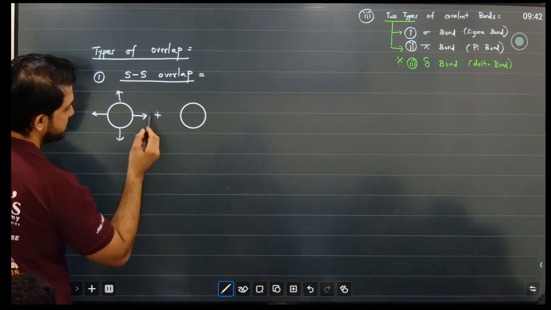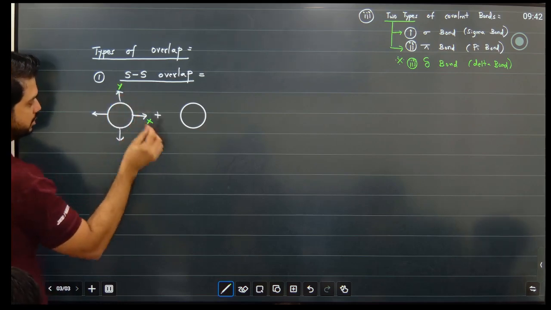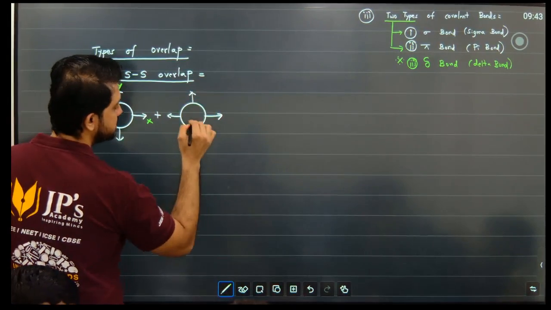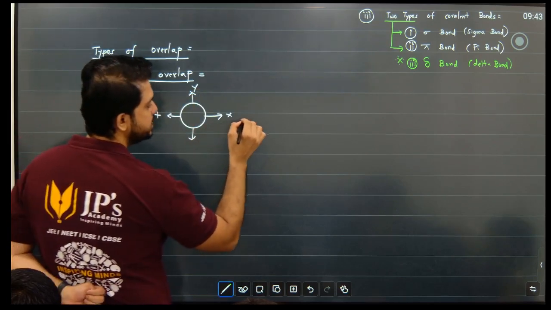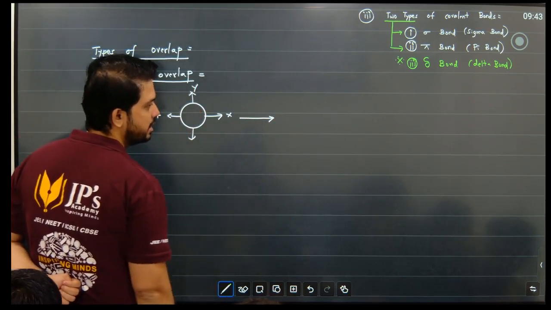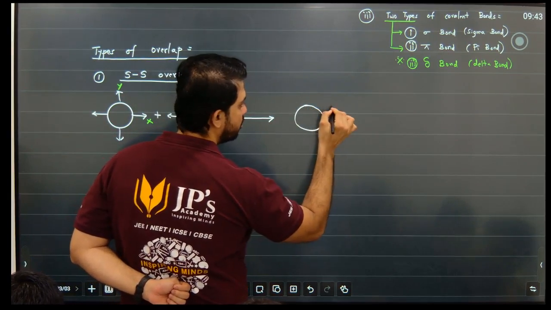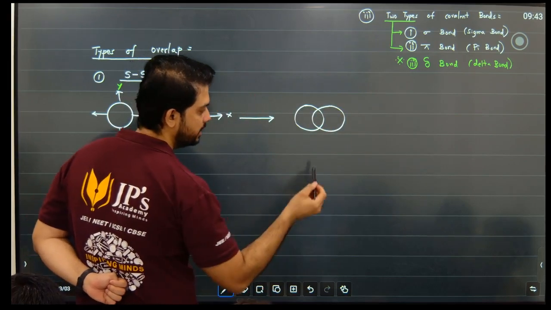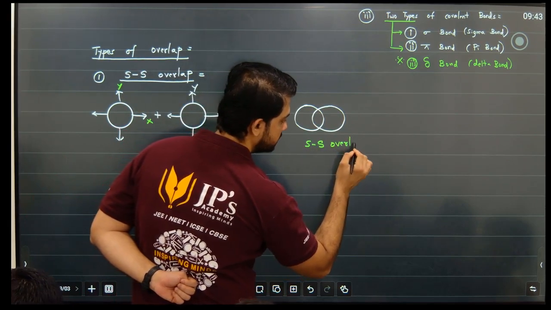Let's say this is x axis, this is y axis. मैं z बना नहीं रहा हूं. x axis, y axis, they come close to each other and overlapping takes place. This overlapping is called as SS overlap.